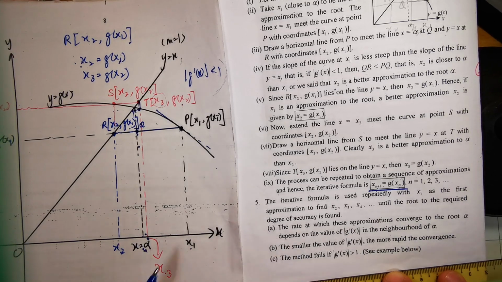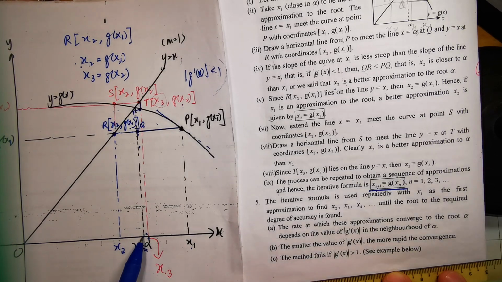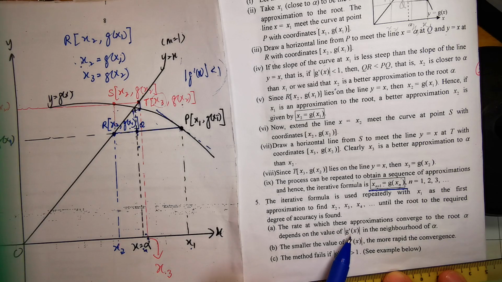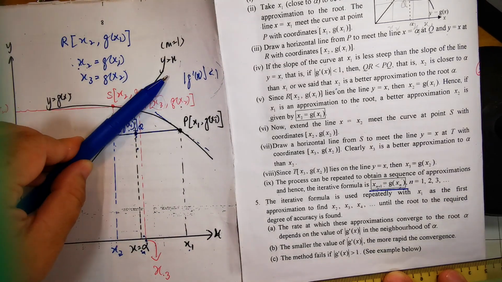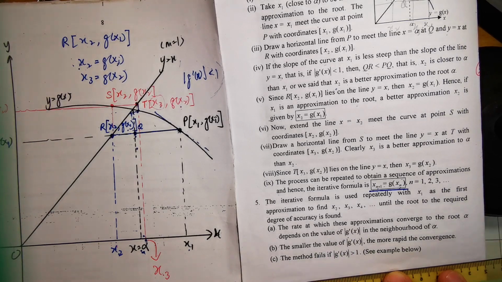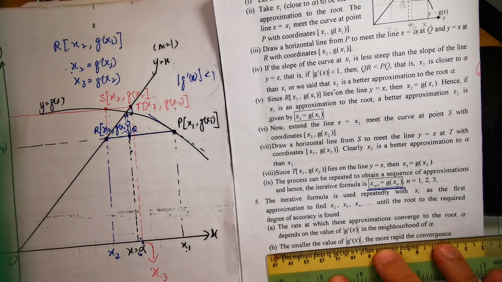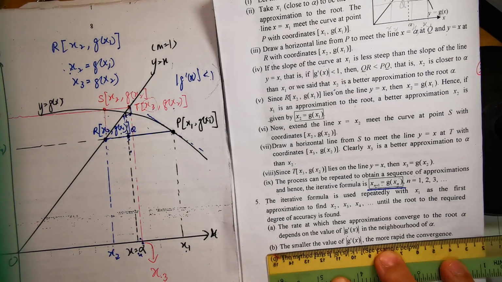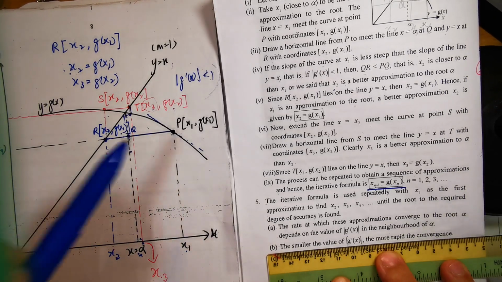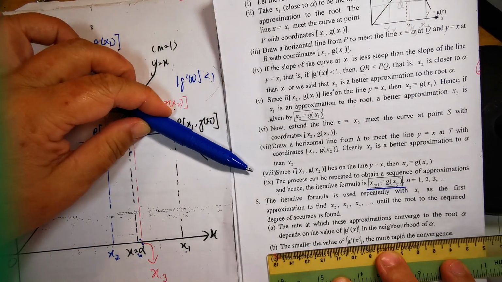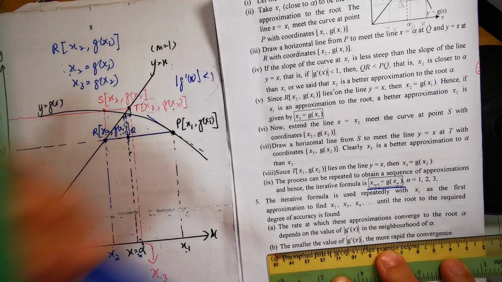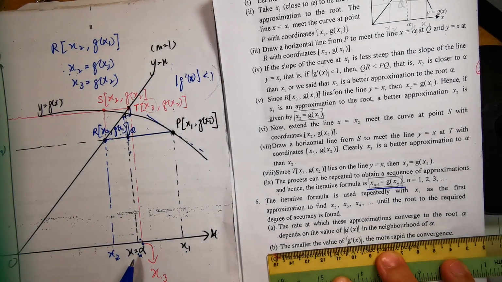Okay? So this rate, how fast we can find the approximate value of x, which is very close to the actual root alpha, depends on the modulus value of g prime x. Means we don't bother whether the tangent is slant like this or slant like this. We just want the value. That's why you put modulus. Okay, so number two, the smaller the modulus of g prime x, the more rapid the convergence. The smaller g prime x, means the line is very close to horizontal. Okay, the faster we can get the root which is very close to the actual root.